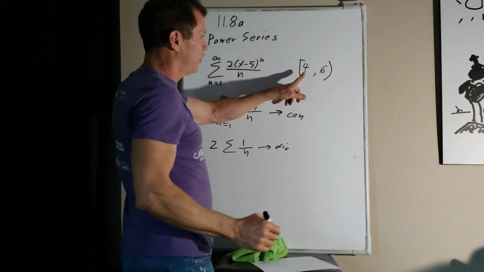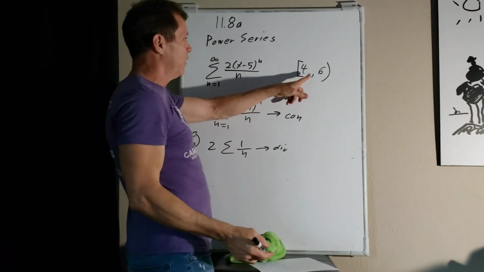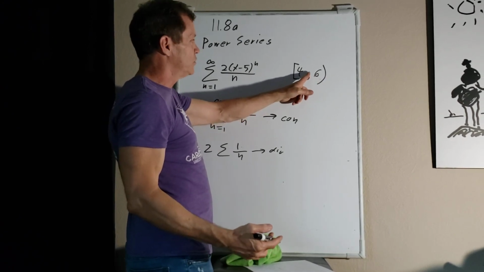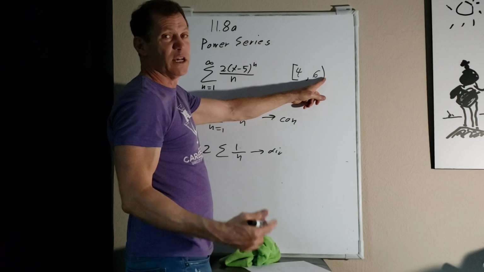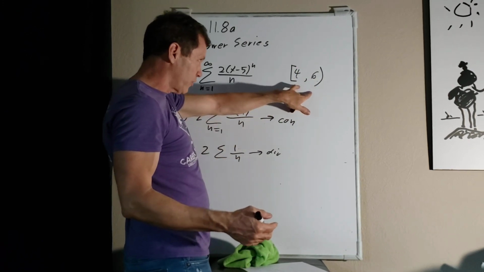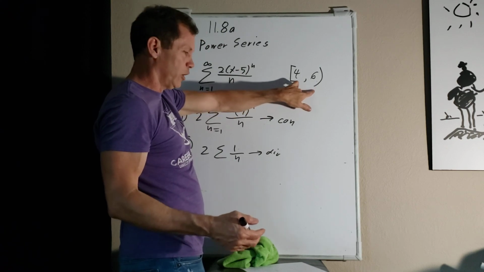So my interval of convergence is 4, including 4, up to 6, not including 6. And what's my radius of convergence? The center's 5, it goes out to 6, that's 1, back to 4, that's 1. So its radius of convergence is 1, and its interval of convergence is 4 to 6. Include the 4, don't include the 6.